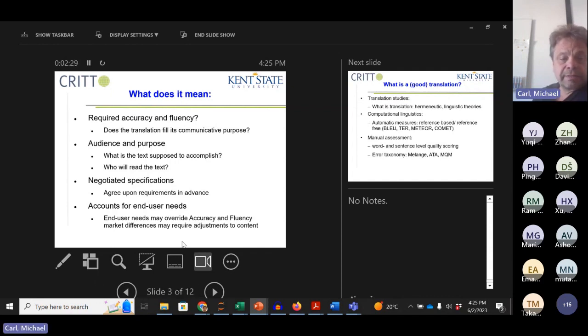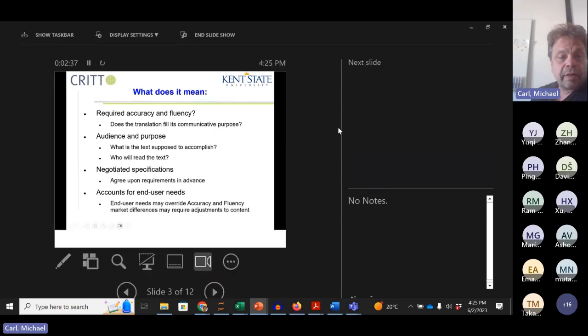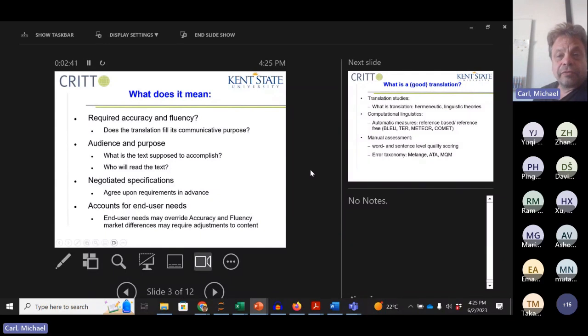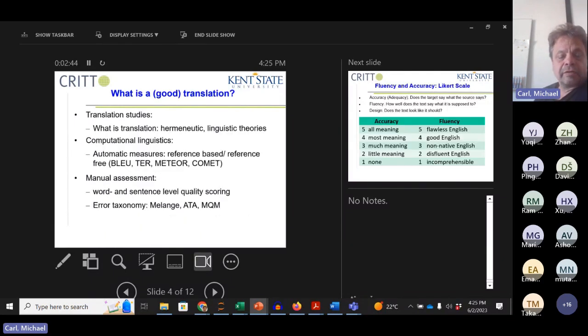So here, these needs may override accuracy and fluency in different ways. So this is a whole complex area where every definition then asks for more definitions. But on a practical side, people were talking about translation quality from translation studies, questions of hermeneutic linguistic theories. Computational linguists have investigated this and developed a number of automatic measures for translation, mostly machine translation.